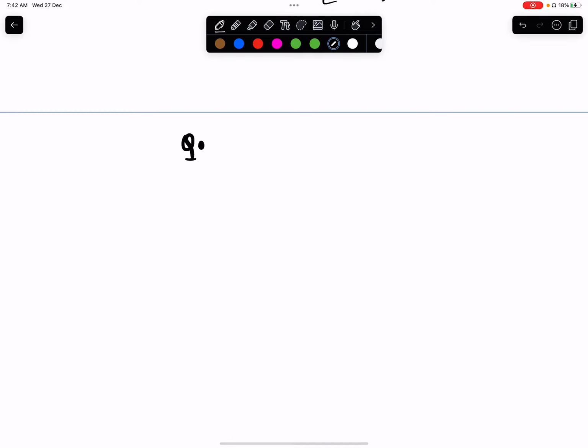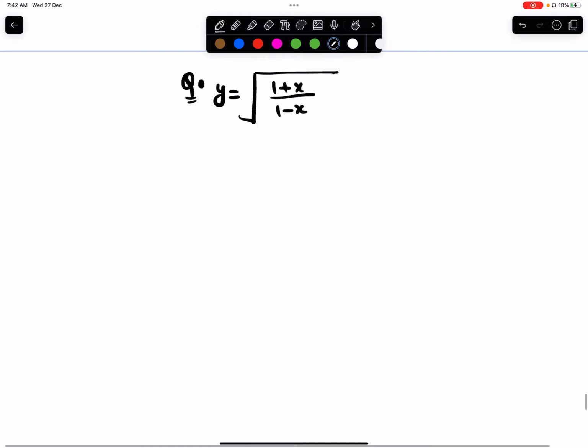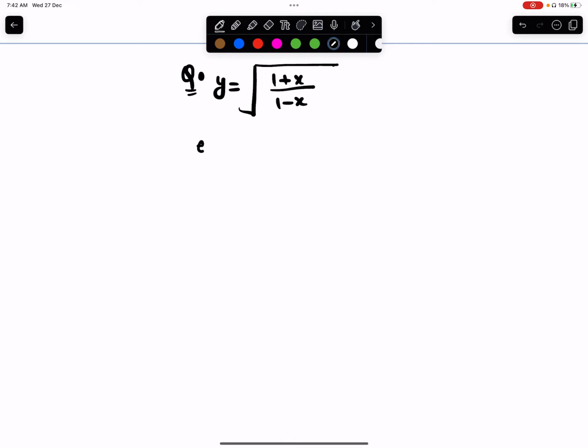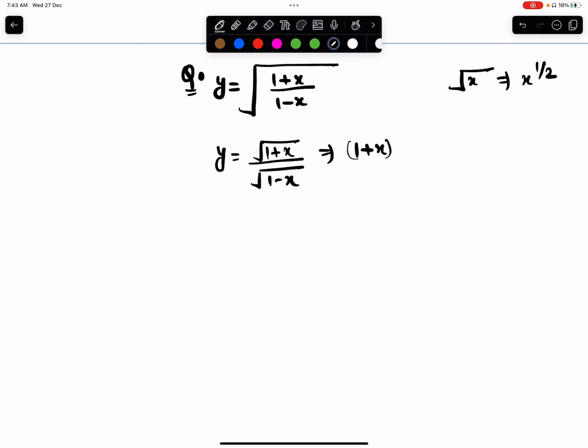For that we have to differentiate y equals under root (1 + x) by (1 − x). So how will we differentiate this? Let's solve this. First we will write it as root of 1 + x by root of 1 − x. As we know, root of any number can be written as the number raised to the power 1 by 2. So this is (1 + x) raised to the power 1 by 2, and this is (1 − x) raised to the power 1 by 2.